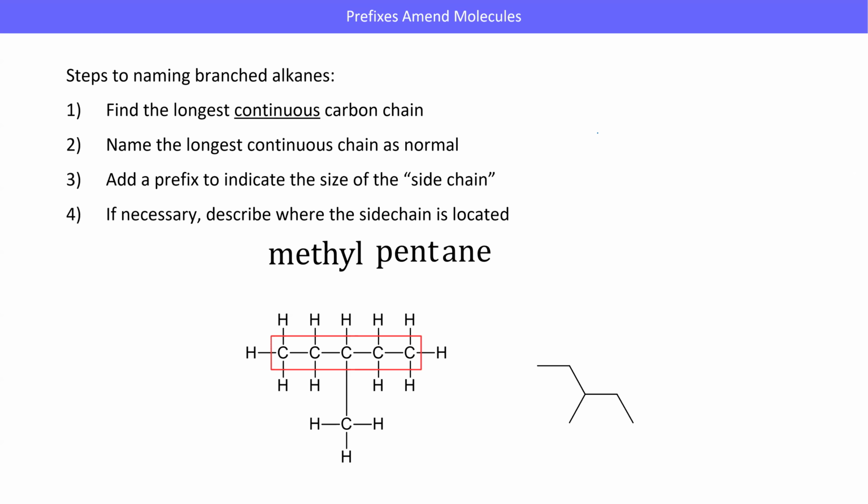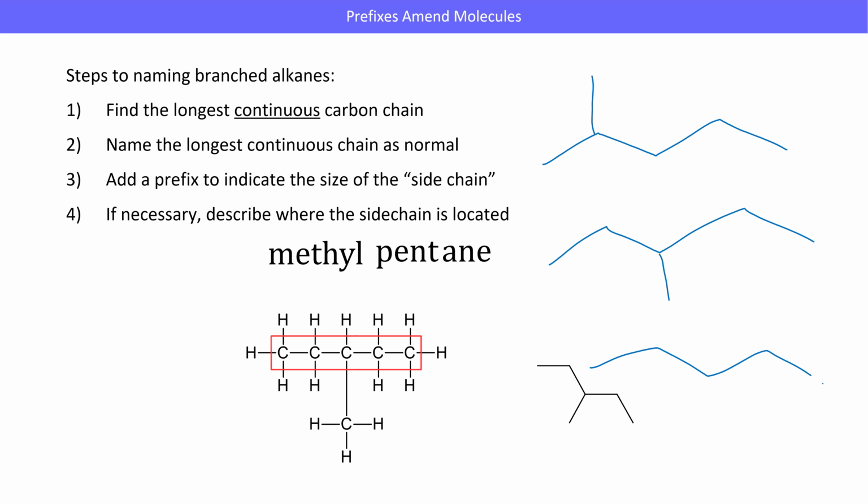So in this case, there's more than one place we could put a methyl group. So we have to specify, in this case, the methyl group is on carbon 3. Versus you could put it on carbon 2.